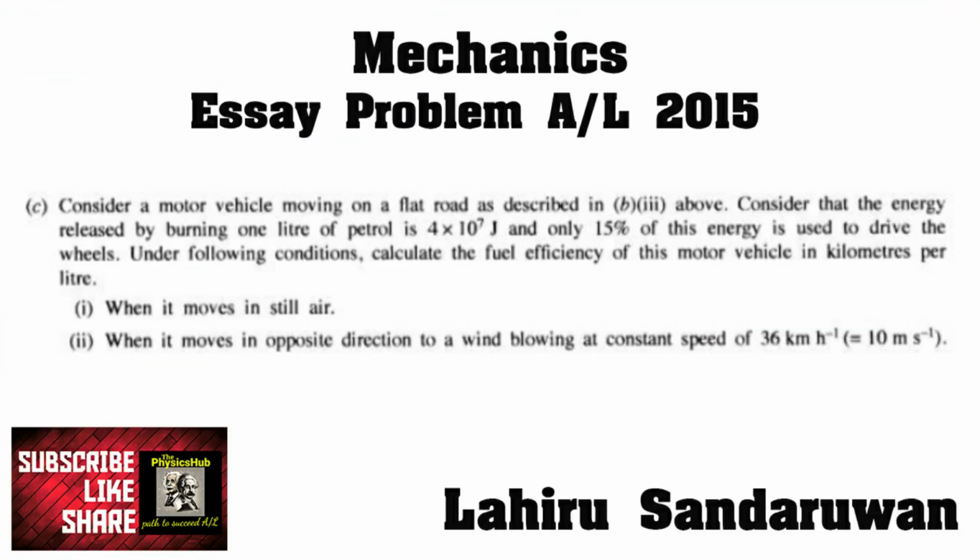Then part 3. Consider a motor vehicle moving on a flat road described in V3 above. V3 means it is 90 kilometers per hour. Consider that the energy released by burning 1 liter of petrol is 4 into 10 to the power 7 joules and only 15% of this energy is used to drive the vehicle. Under the following conditions, calculate the fuel efficiency of the motor vehicle in kilometers per liter. Part 1, when it is moving in still air. Part 2, when it is moving against a wind flow of constant speed 36 kilometers per hour.